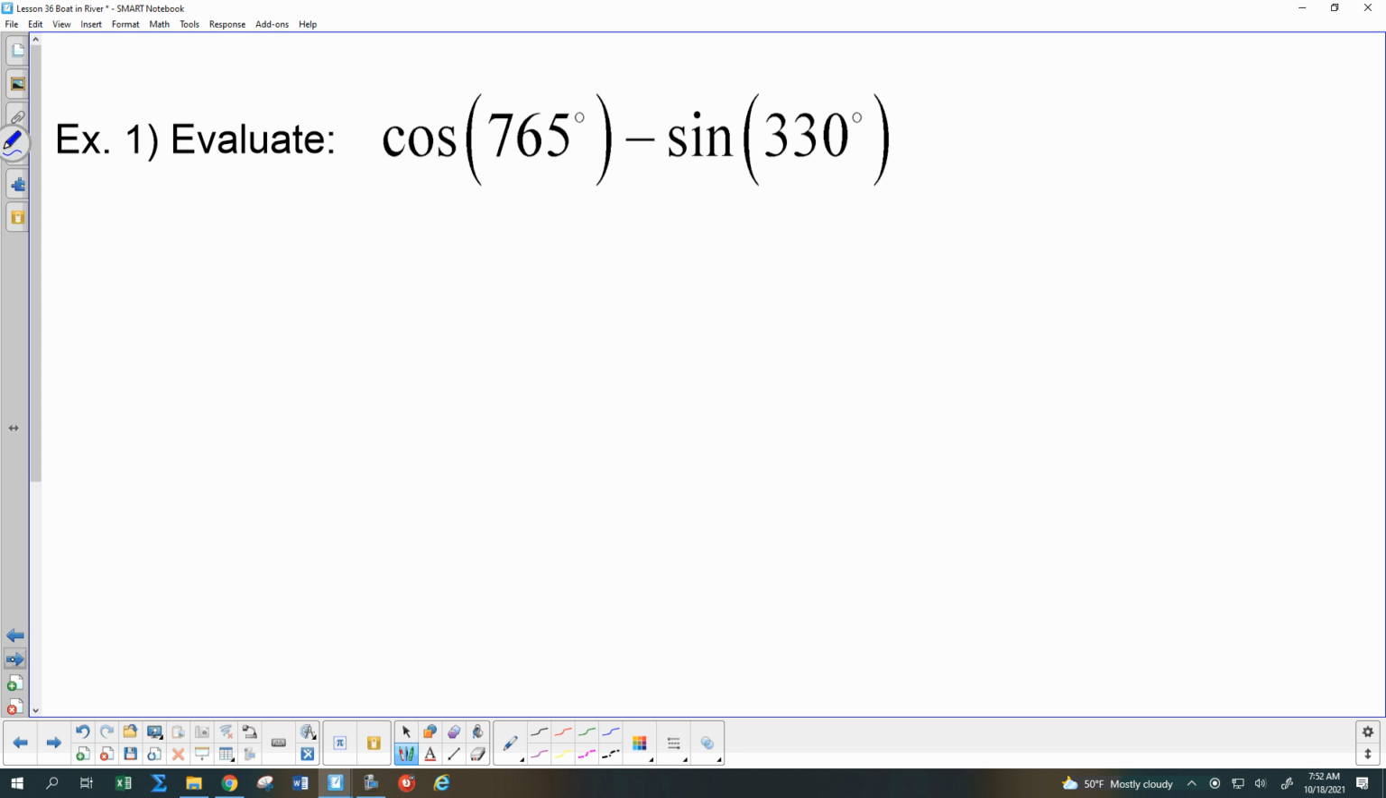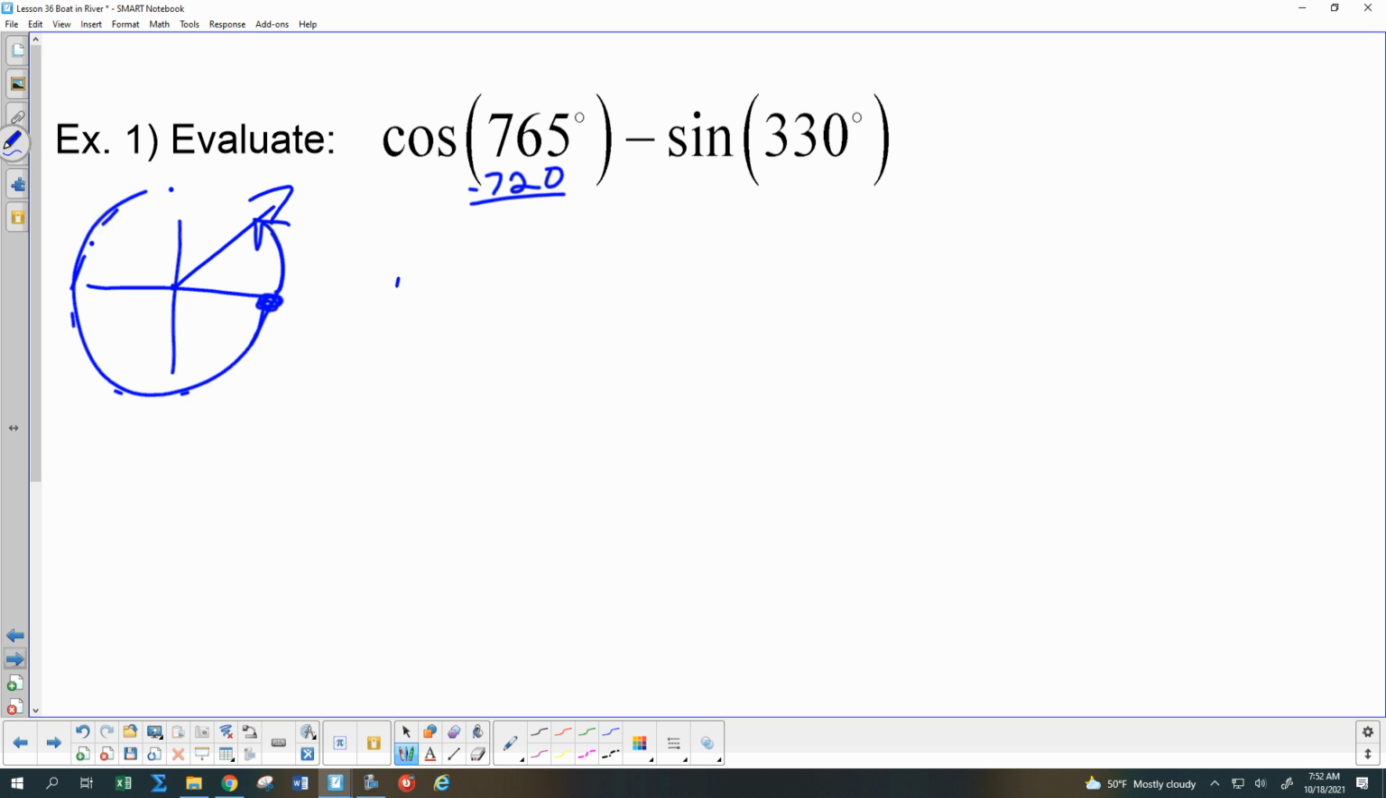So if we have 765, it's positive, so we're going that direction. And what I do is I just say, okay, I go around once, that's 360. Twice, that's 720. How much more do I still need to go to get to 765? If I'm not sure, I can actually subtract the 720, which would differ by a multiple of 360, and get that, oh, I'm just talking about 45 degrees.